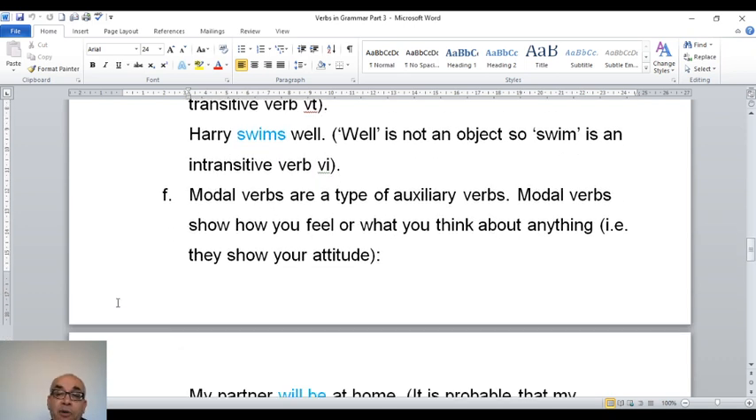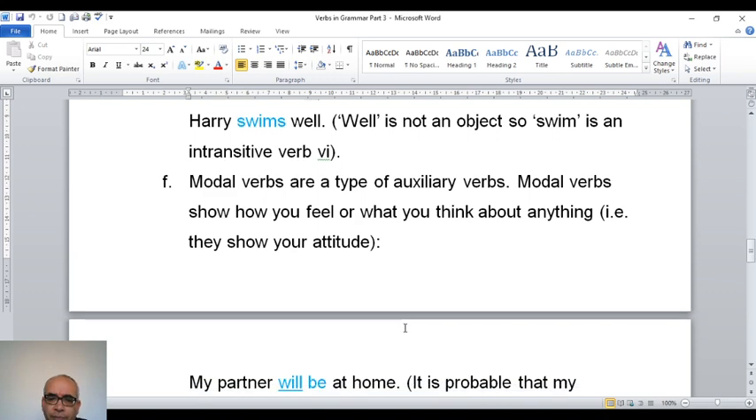Modal verbs are a type of auxiliary verbs. I'll put a video on auxiliary verbs and I'll put a video on modal verbs. But you need to understand this basic information before you watch auxiliary verbs and modal verbs. Modal verbs show how you feel or what you think about anything. They show your attitude. Your attitude means how you feel about something, what you think about it. This is what modal verbs do.